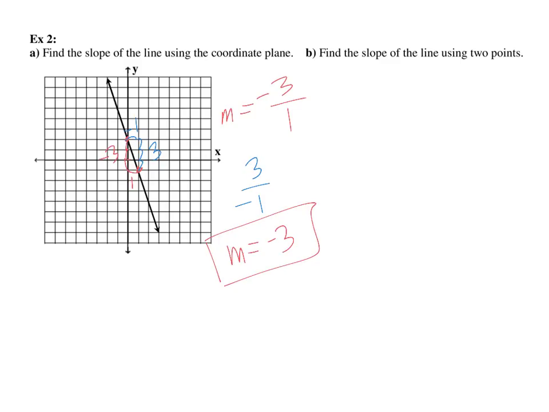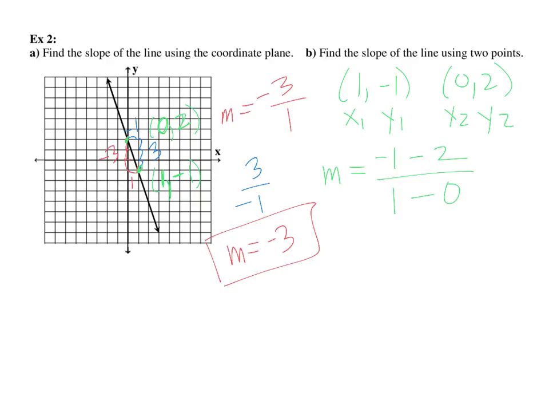Now find the coordinates. Here I have 1, negative 1, and for this one here I have 0, 2. So this is my x1, y1, this is my x2, y2. Using the slope formula, I have y1 minus y2 over x1 minus x2. Be really careful with the negatives. So I have negative 3 over 1. Answer is negative 3. Done.